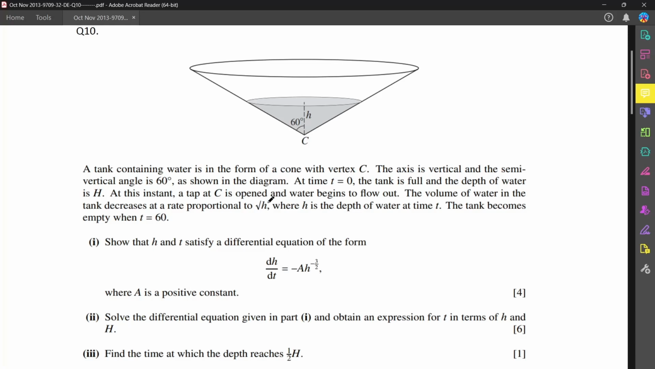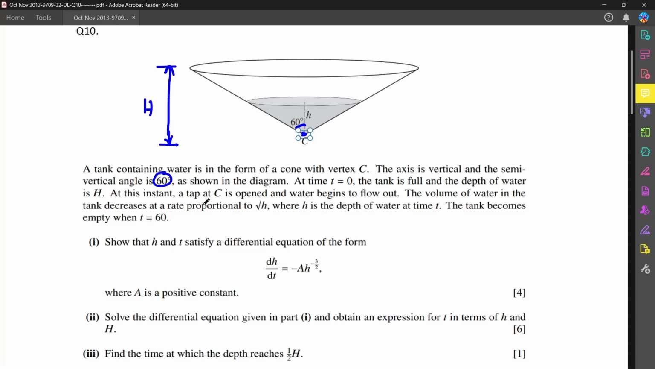Whenever you're dealing with a differential equation question, make sure you read the question completely and understand what is given and how you're going to approach it. Here, the tank containing water is in the form of a cone with vertex C and the axis vertical. The semi-vertical angle is 60 degrees. At time t, the tank is full, so the water has the full volume, and the depth of the water is h. The height from the top to the bottom is capital H.